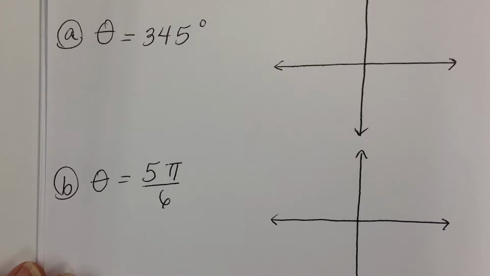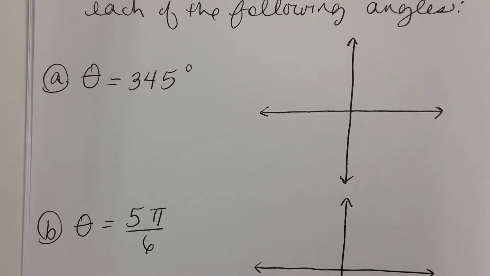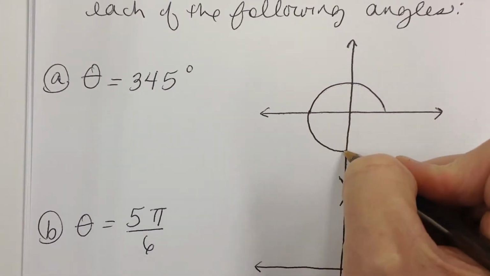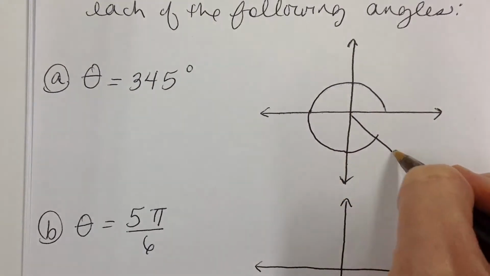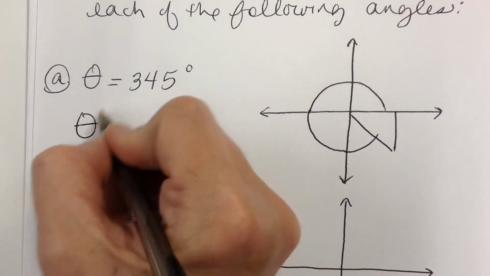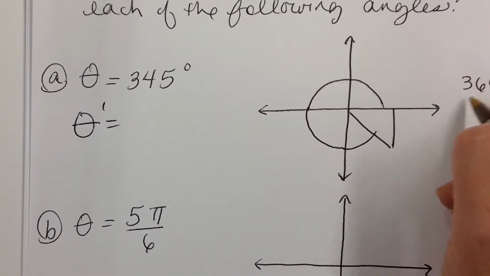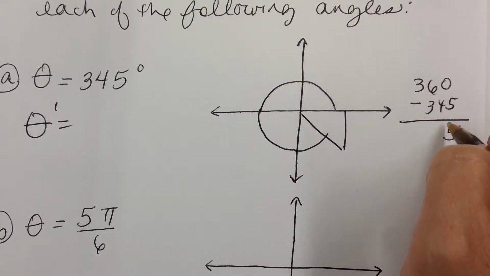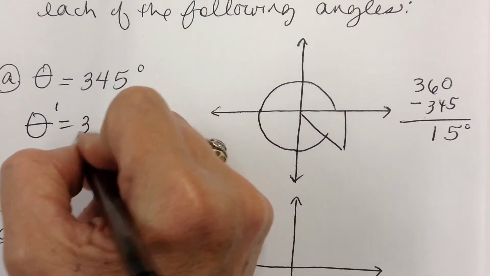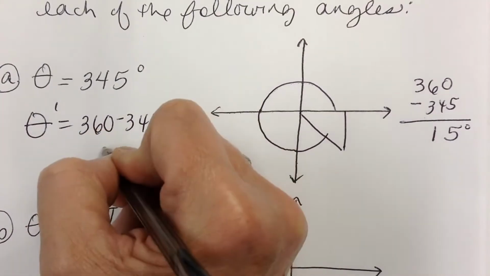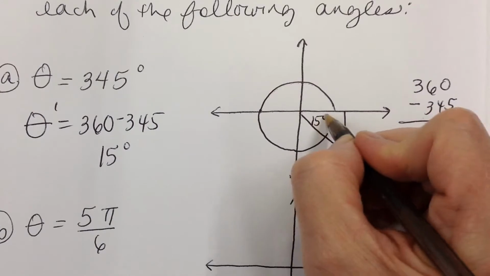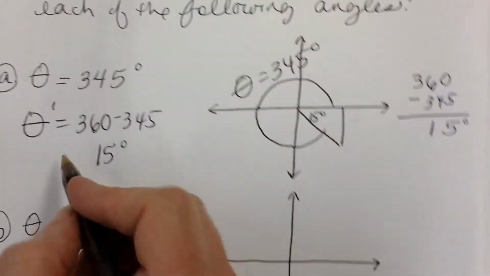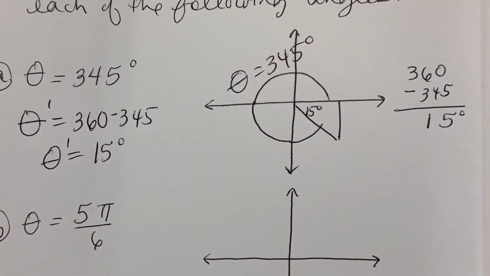So let's look at this one. Another theta that is in quadrant 4. You go past 180, past 270, on into the fourth quadrant. To find theta prime in the fourth quadrant, you must say 360 minus 345. If you subtract there, you end up with a 15-degree reference angle. So that's how I get my 15-degree reference angle from a theta of 345 degrees. Theta prime is 15 degrees.